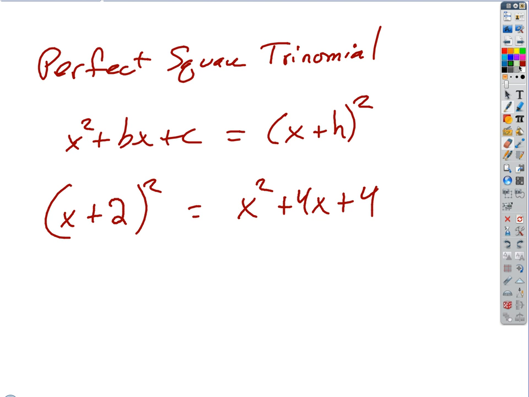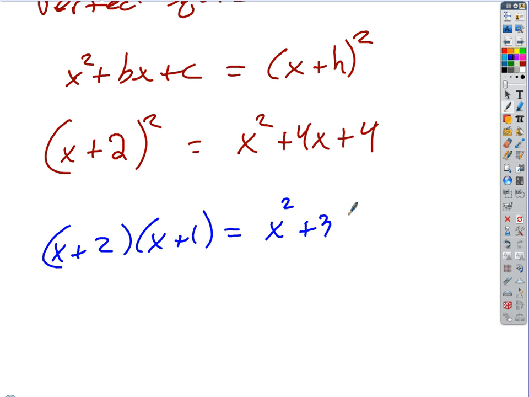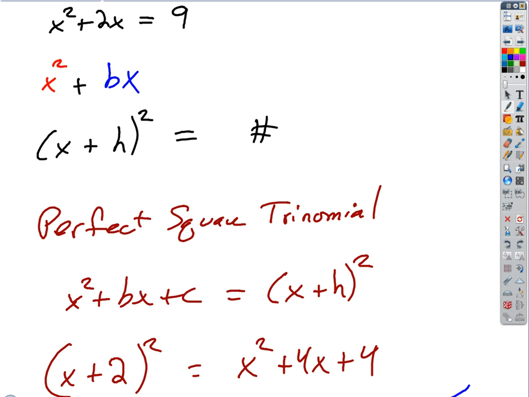This is not a perfect square trinomial. This is a counterexample. So that is x plus 2 times x plus 1, which is x squared plus x plus 2x plus 2, is not a perfect square trinomial because it can't be written as x plus something squared. It factors into two different factors, okay? So our goal is, could we add something to it to turn it into a perfect square trinomial so that x only shows up once and we can isolate x.